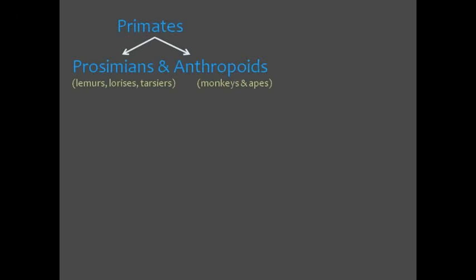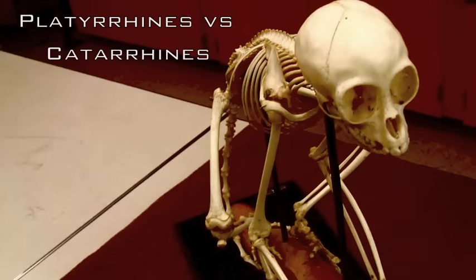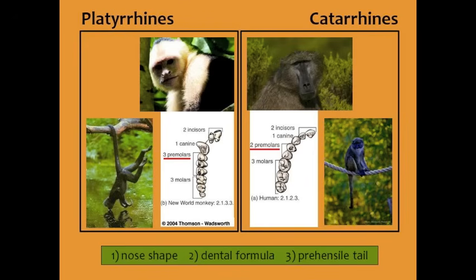Returning to our original classification scheme, we just saw the differences between prosimians and anthropoids. Now let's look within the group of anthropoids, which can be divided into two categories: platyrrhines, which are the New World monkeys, and catarrhines, which are the Old World monkeys and the apes, including humans. One difference between platyrrhines and catarrhines has to do with the shape of their noses. Platyrrhines have sideways-facing, round nostrils that are widely spaced. Catarrhines have downward-facing, oval nostrils that are narrowly spaced.